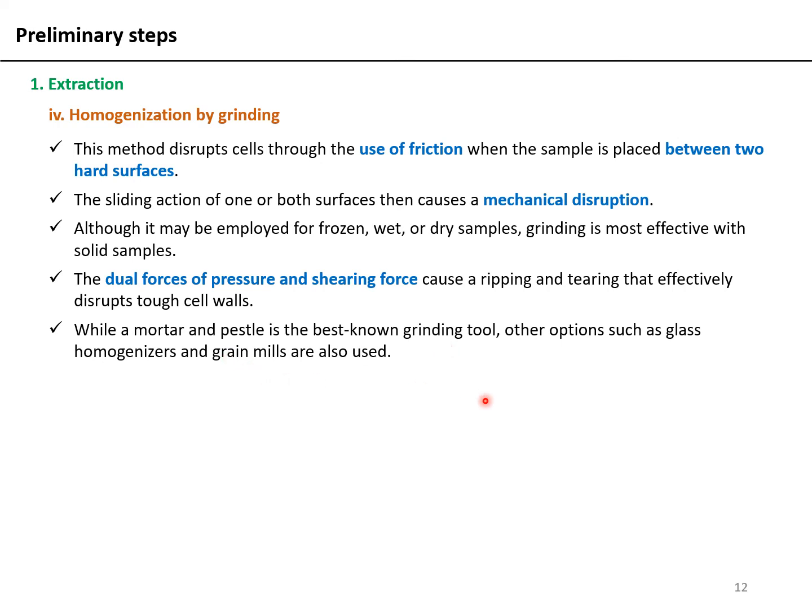While a mortar and pestle is the best known grinding tool, other options like glass homogenizers and grain mills are also used. So mortar and pestle is a much tougher method, I could say, because it would generate greater amounts of pressure and shearing force, and therefore a mortar and pestle is preferred for disruption of plant cells where you have the presence of a thick cell wall, because you can apply more pressure and more force when using a mortar and pestle.